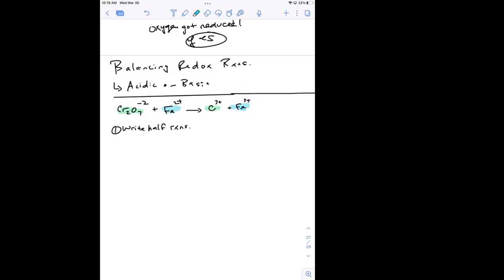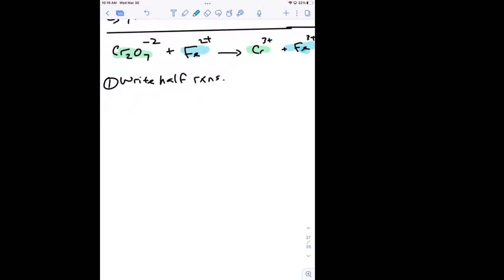All right. So with the half reactions, we're going to write it. One of them is going to be Cr2O7 with a -2 charge going to Cr3+. All right, because that's the chromium part of it. The iron part is going to be Fe2+ going to Fe3+. Following? Everybody okay so far?